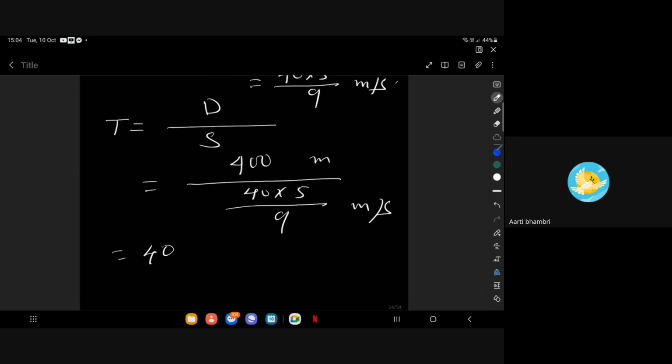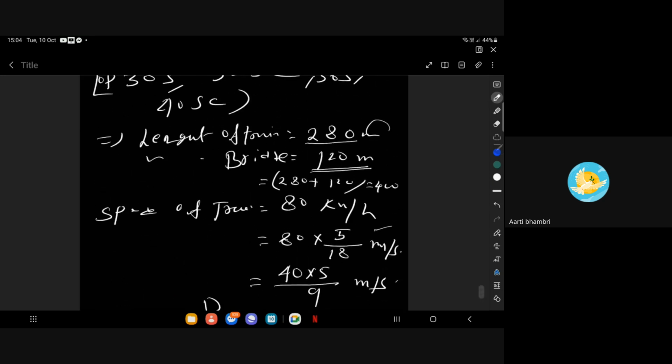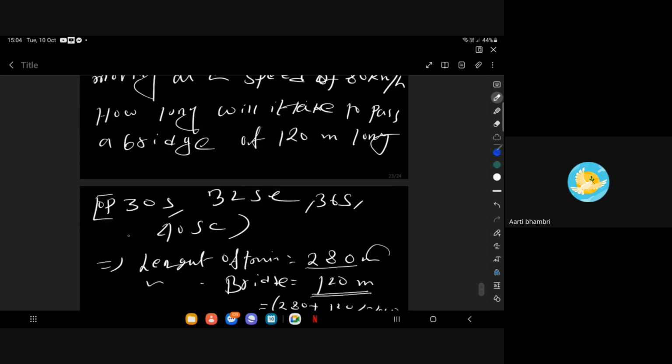Now see, 400 will be the same, into 9 by 200. Same range. It will be second. Meter will get cancelled. So it will be 18. 18 second, right? Yes, sir. So 18 second is the answer. Okay, 18 second will be the answer.